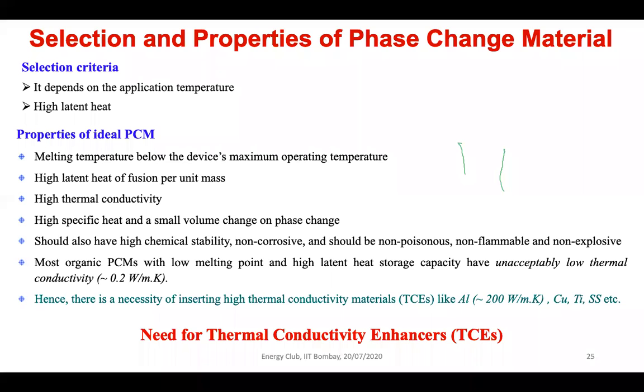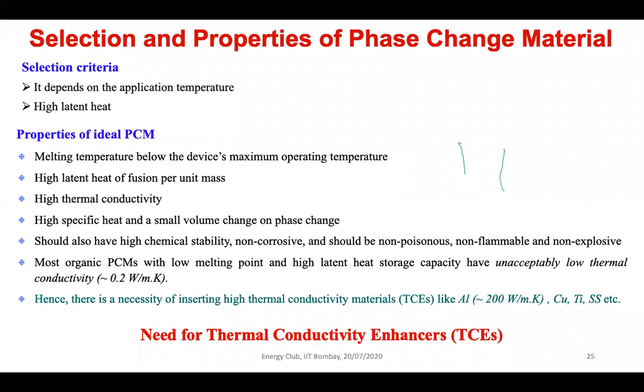Another drawback of phase change material is that most of it possesses very low thermal conductivity, something like 0.2 watt per meter Kelvin, which basically acts as an insulator. If you see glass wool, which has a thermal conductivity of something like 0.04, this is only one order of magnitude higher than glass wool. So it's more or less acting as an insulator. So the first technique we employ is how to improve this thermal conductivity.